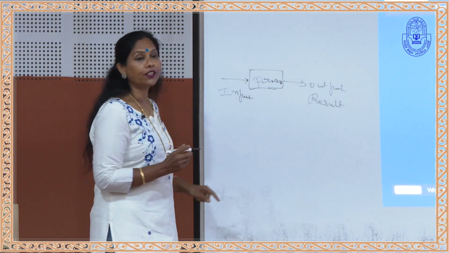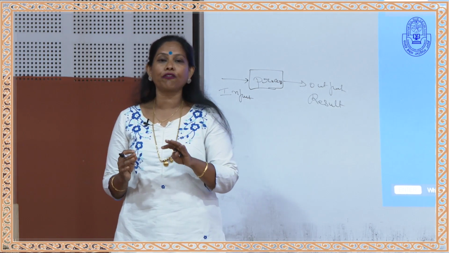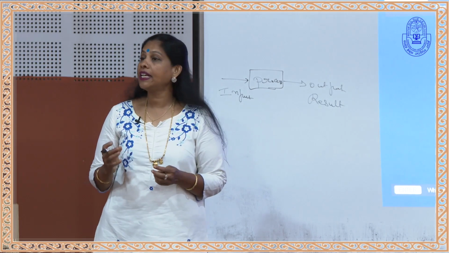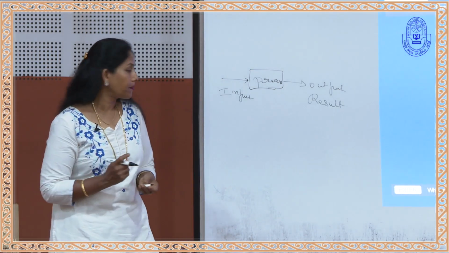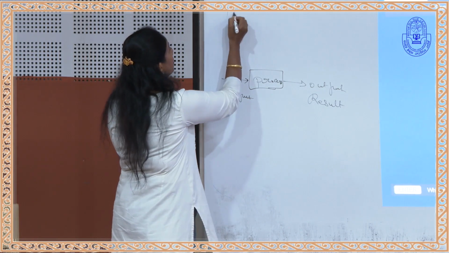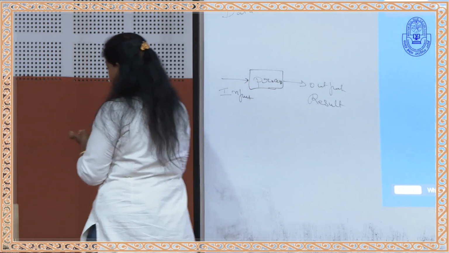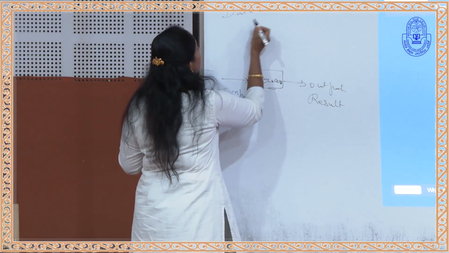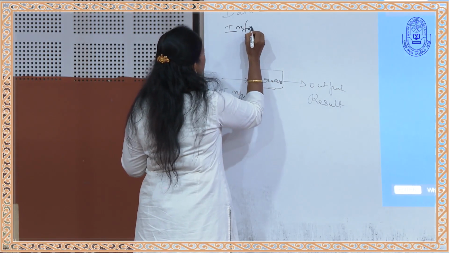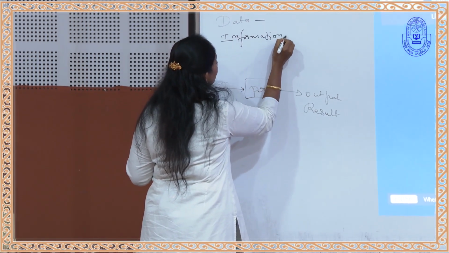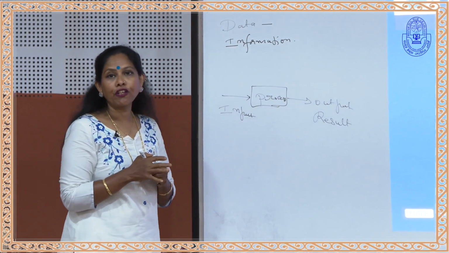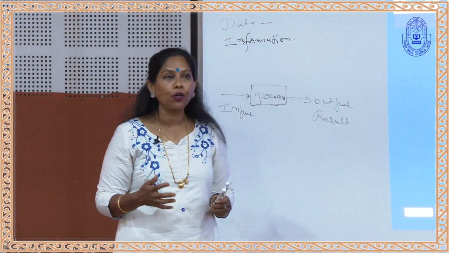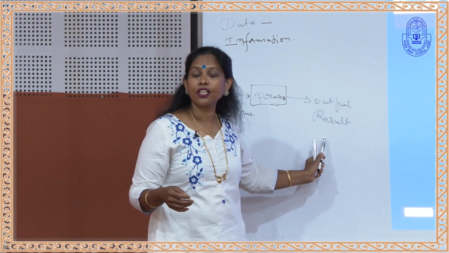Before studying the hardware and software, you should know what you mean by data. What is information? How many types of data are there? First you should know what is data, and what information means. Now you know the definition of a computer. A computer is nothing but an electronic device which takes the input, processes it and gives the output.